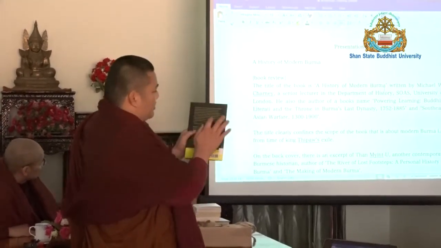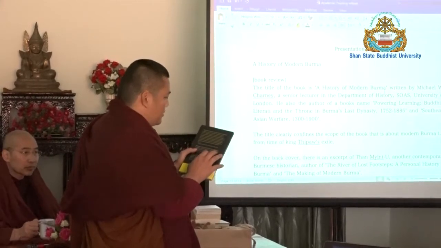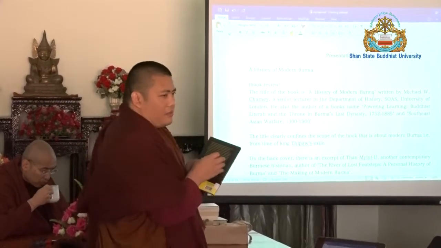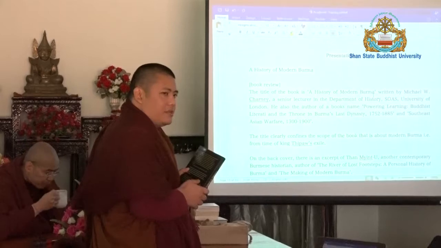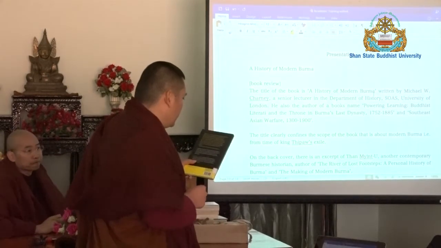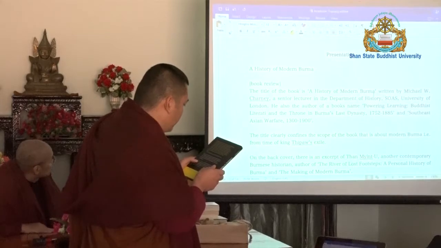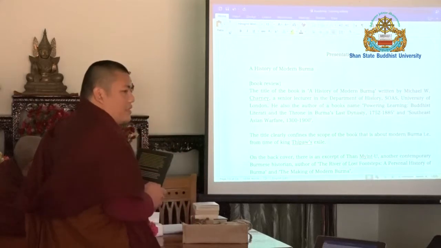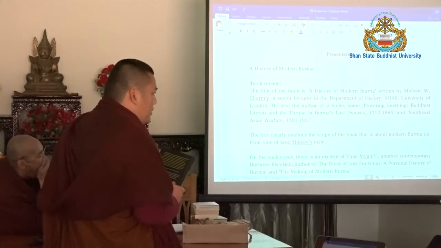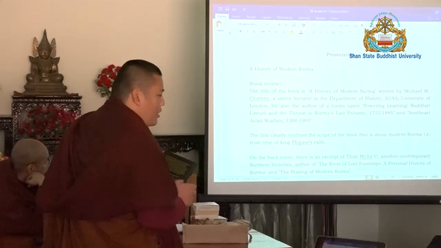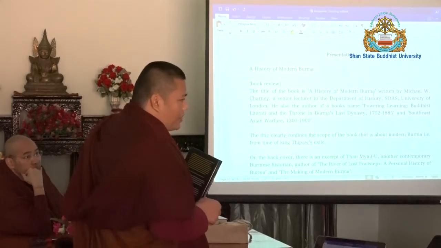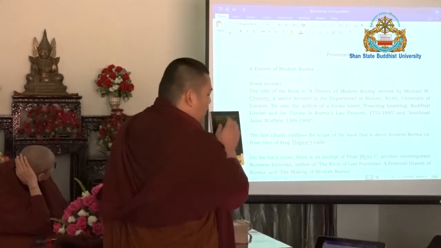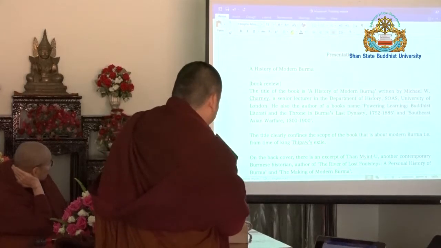And on the back cover, you see an excerpt from Thant Myint-U, another contemporary Burmese historian. He is the author of the book The River of Lost Footsteps. I have read that one, and now currently I'm reading another book of his, The Making of Modern Burma. And I bought another book of his, Burma Where India Meets China, something like that. I'm not sure. There's an excerpt of his review.